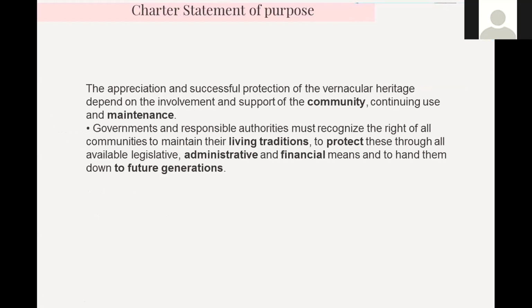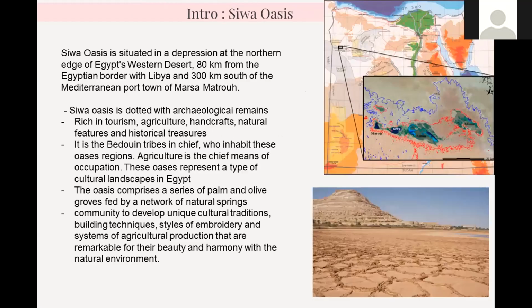So basically, the statement of purpose of this charter says that the appreciation and successful protection of the vernacular heritage depends highly on the involvement and support of the community, with its continuing use and maintenance. Also, governments and responsible authorities must recognize the right of communities to maintain their living traditions, and protect them through administrative, financial and legislative means in order to hand them down to future generations.